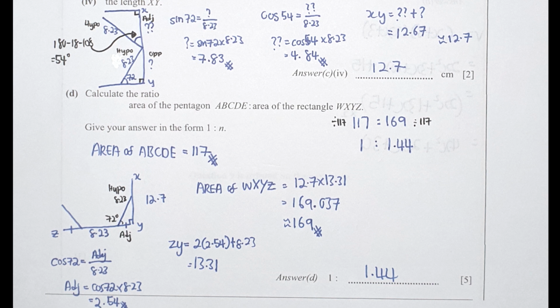On the other hand, I use cosine 54 equals XB over 8.23, and after the rearrangement you get a result of 4.82. Hence the XY distance will actually be the total of BX plus BY, which is 12.7 after correcting it to 3 significant figures.